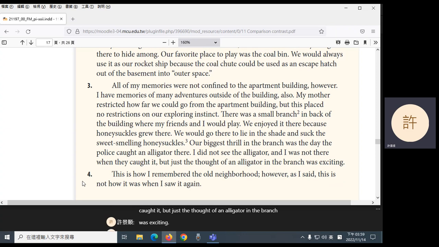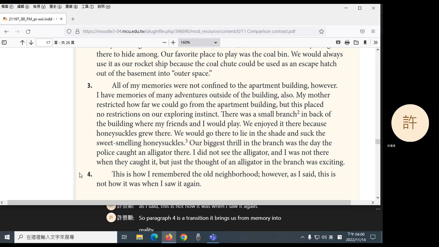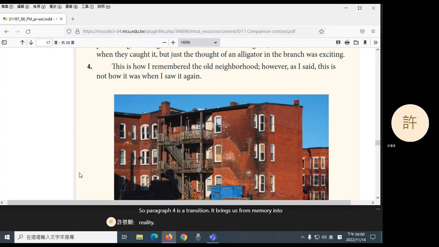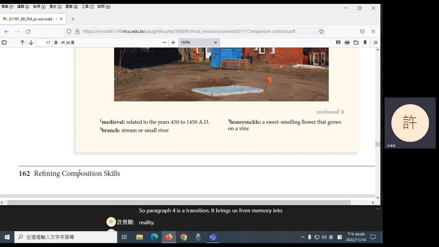This is how I remember the old neighborhood. However, as I said, this is not how it was when I saw it again. So paragraph 4 is a transition. It brings us from memory into reality. Picture. Okay.